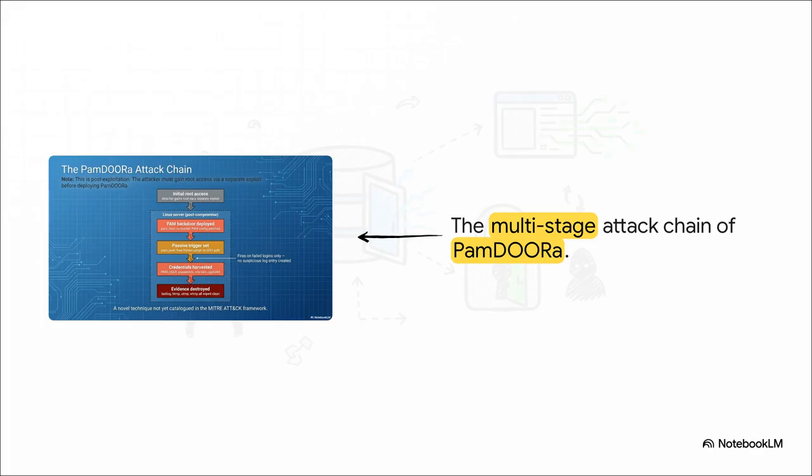Now, the absolute most crucial detail here is that the harvesting phase triggers strictly on failed logins. That means 0 suspicious log entries are created while the passwords and environment variables are quietly scooped up. After that, the evidence is destroyed. This is actually a novel technique that hasn't even been cataloged in the MITRE ATT&CK framework yet.